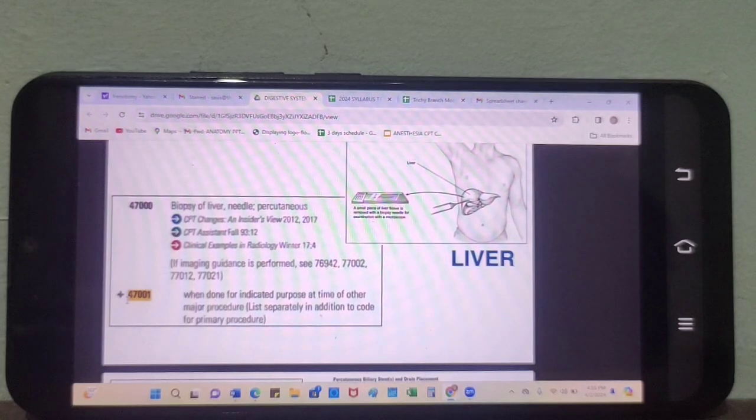Repeat once again, ma'am. During another major surgery, if the doctor also takes a sample from the liver, we should report the add-on code. For example, during the procedure of pancreatectomy, the doctor also takes the sample from the liver. Pancreatectomy is our primary code. After that, we should report the add-on code for liver biopsy. Clear? Yes, ma'am.